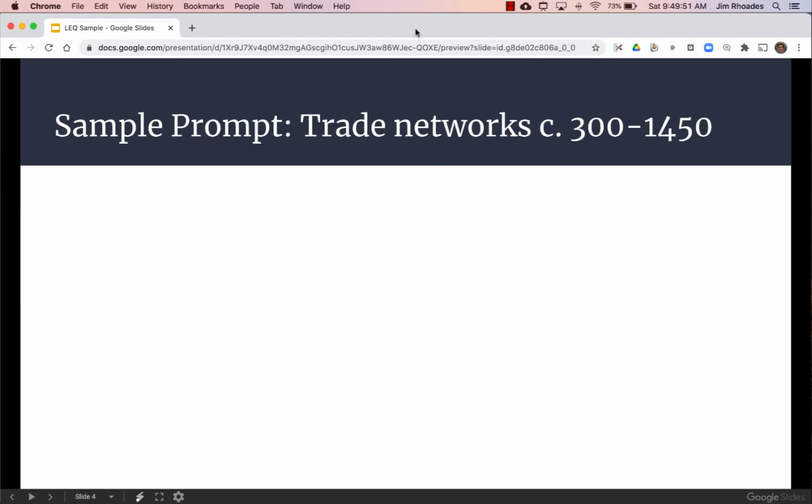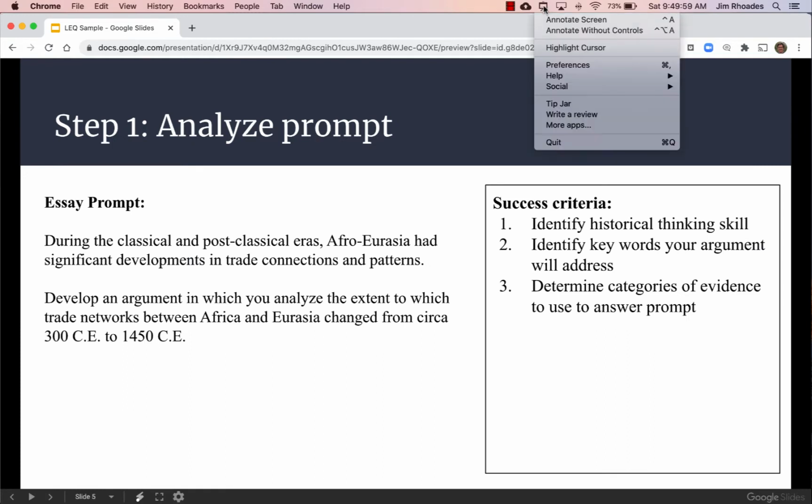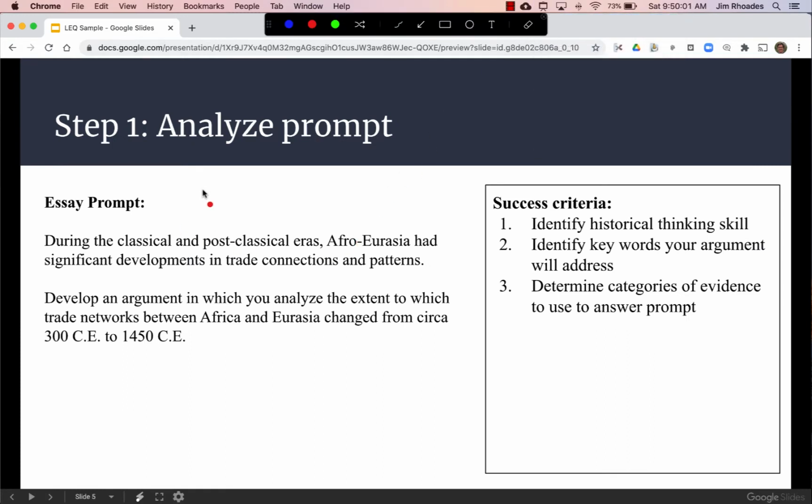So we'll look today at a sample prompt about trade networks from the time period 300 to 1450. Your first step, of course, as always, is to analyze the prompt. So I look at my prompt. It says, during the classical and post-classical eras, Afro-Eurasia had significant developments in trade connections and patterns. Develop an argument in which you analyze the extent to which trade networks between Africa and Eurasia changed from circa 300 CE to 1450 CE.